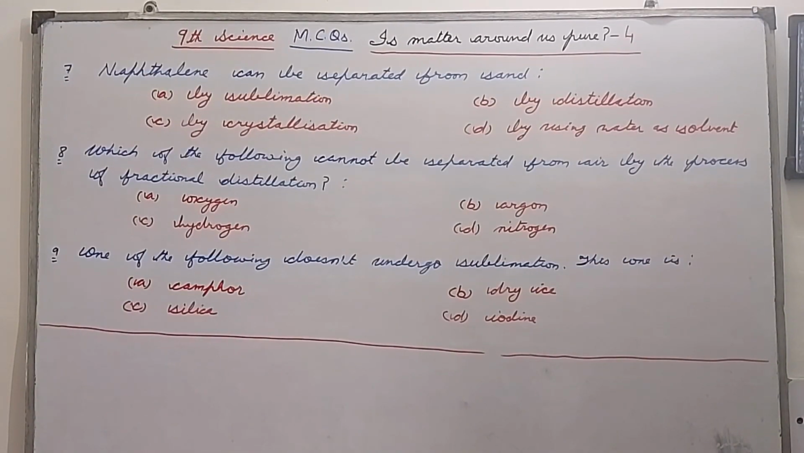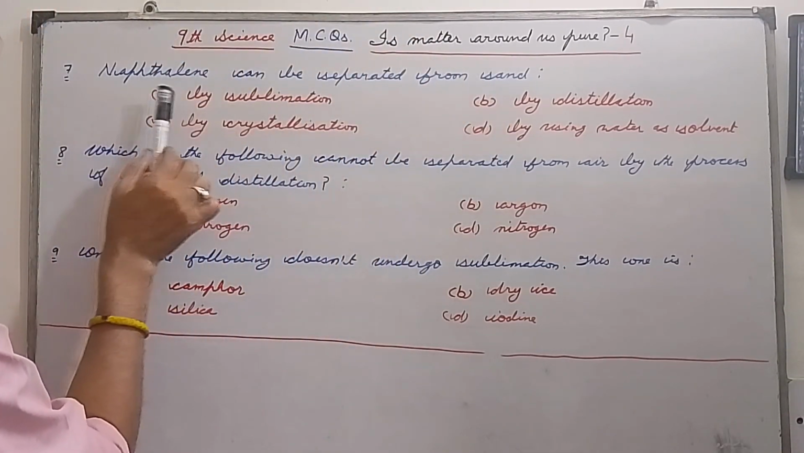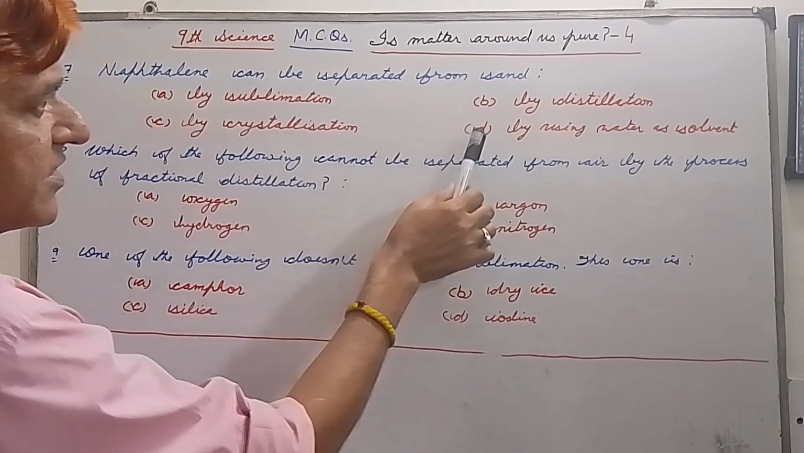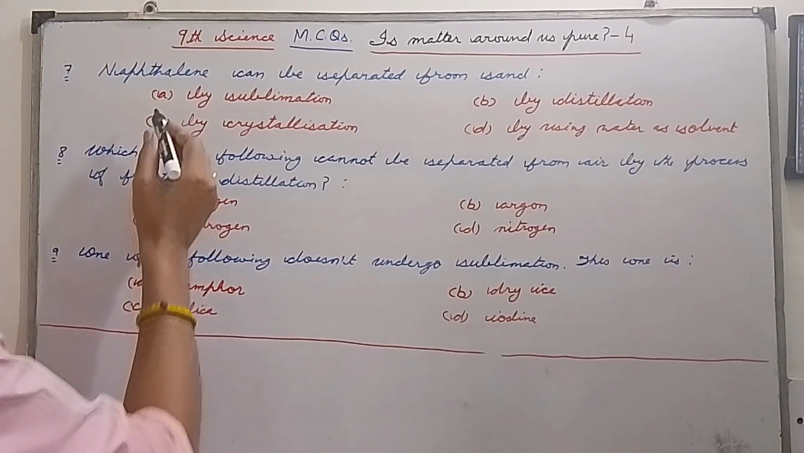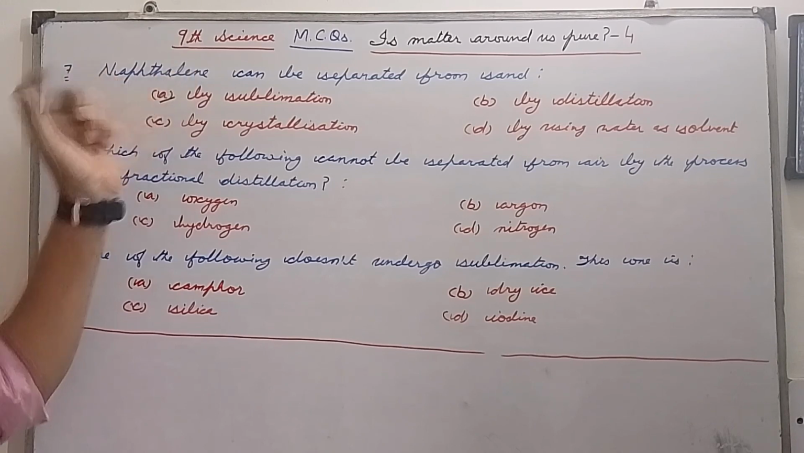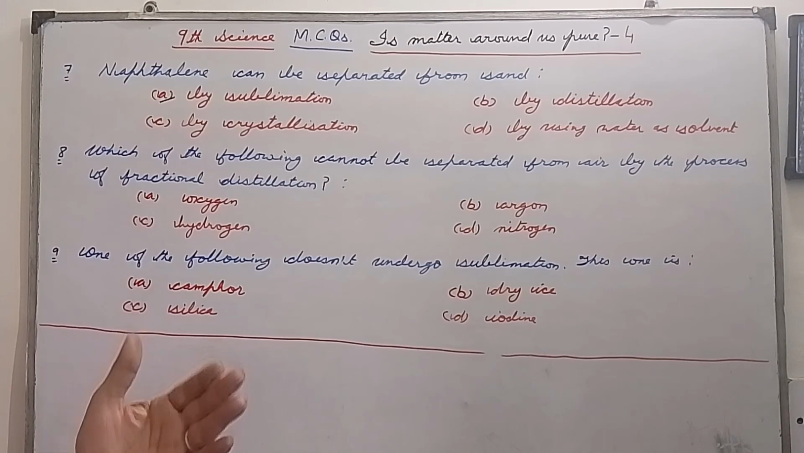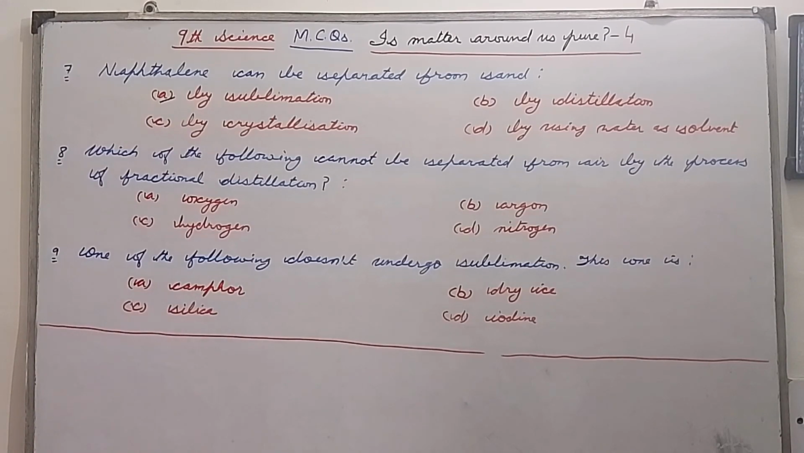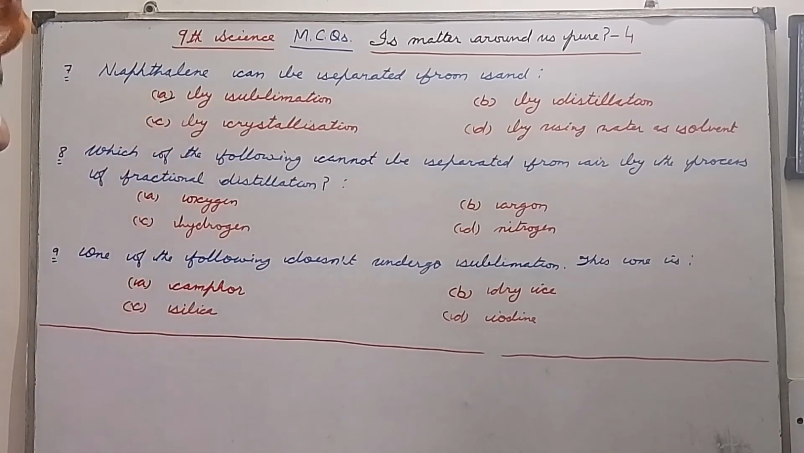Dear students, our next question is question number 7. Naphthalene can be separated from sand. First option is by sublimation, B is by distillation, C is by crystallization, and D is by using water as solvent. So my dear students, here the correct option is by sublimation. Always remember that naphthalene sublimates, whereas sand does not sublimate. Sublimate means that when we heat naphthalene, it does not melt, but it directly changes into vapors. So that is the meaning of sublimation.